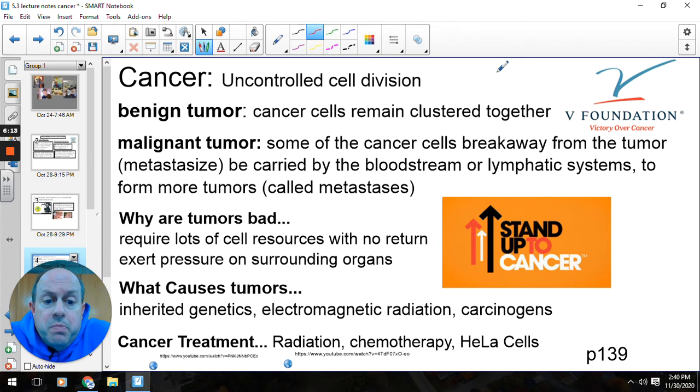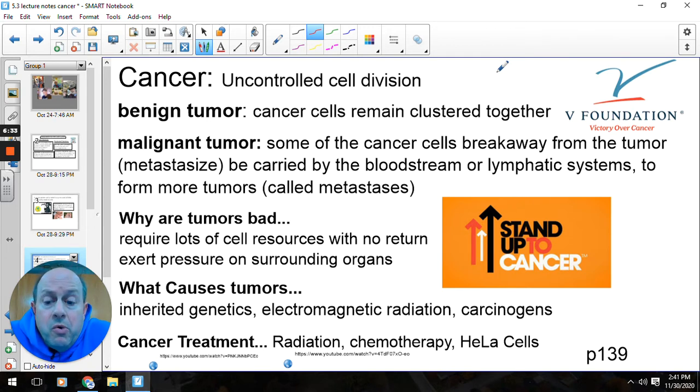So here you have these bad cells that are doing nothing to help the body out, but in hindsight, they're actually using up a lot more resources because they're dividing so uncontrolled. So that's why they are bad. What causes them? We don't know exactly.